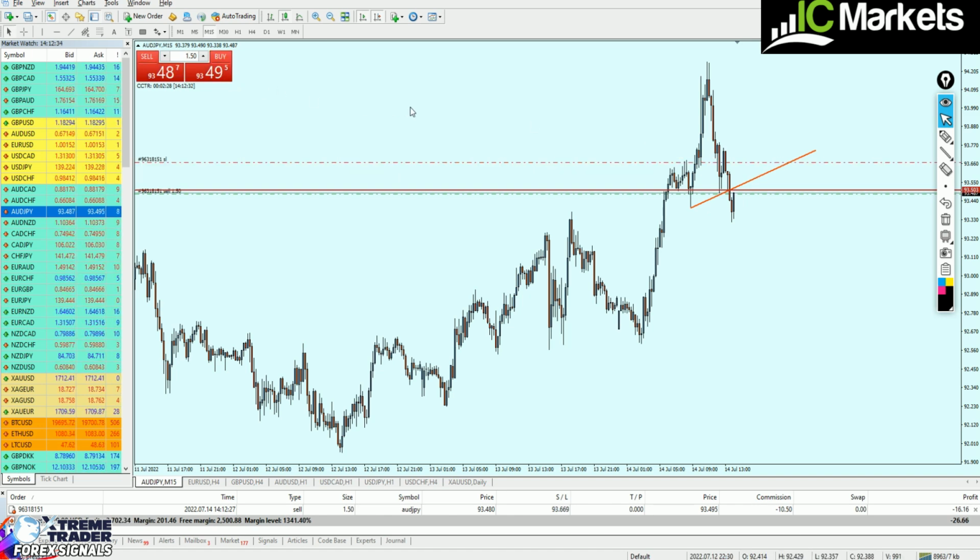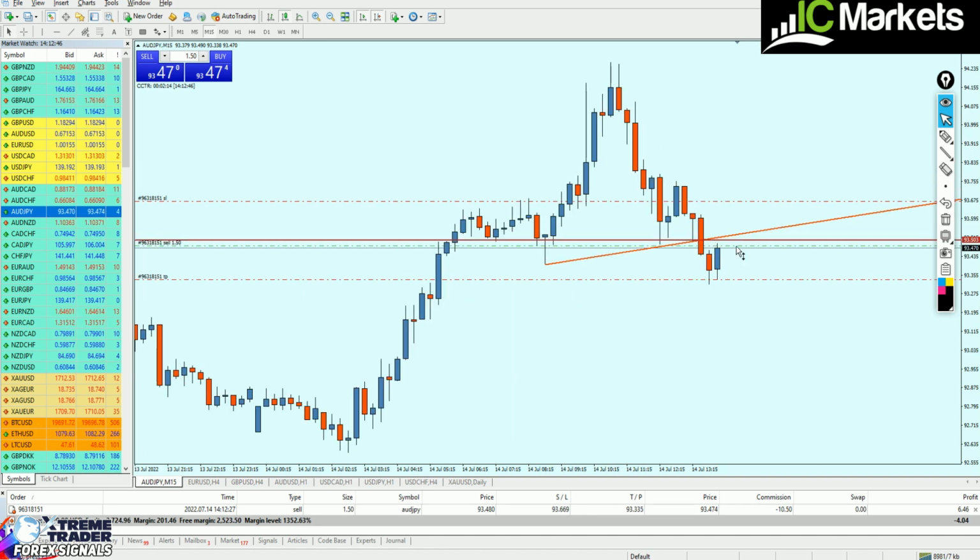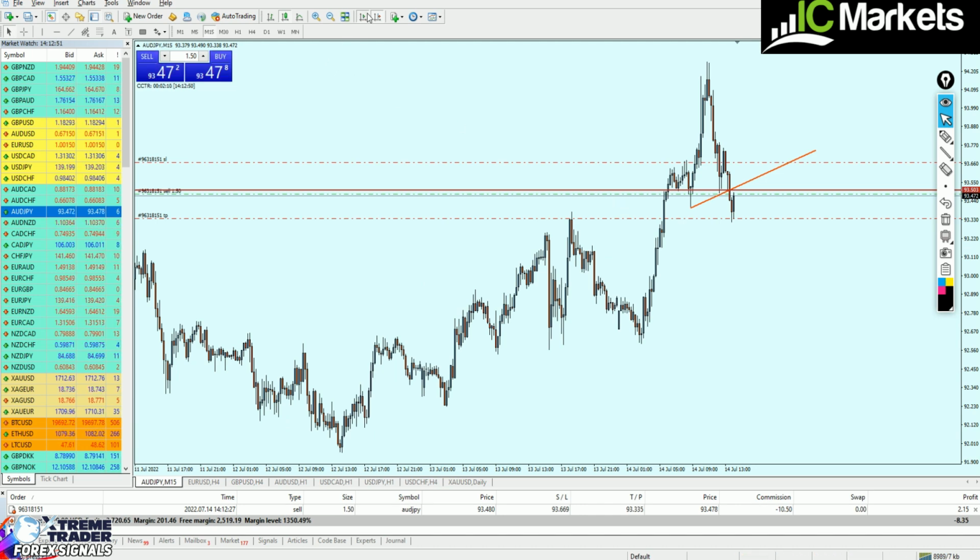1.5 lot size. That's a lot. Okay. Should have actually reduced that. Okay, no problem. Now, for the take profit level, let's make it about right here till the market reaches that nearest support on the 15-minute time frame. All right, let me just tell you something.